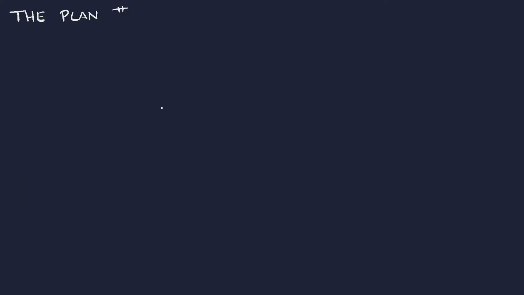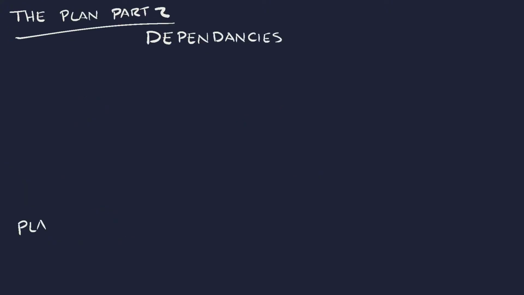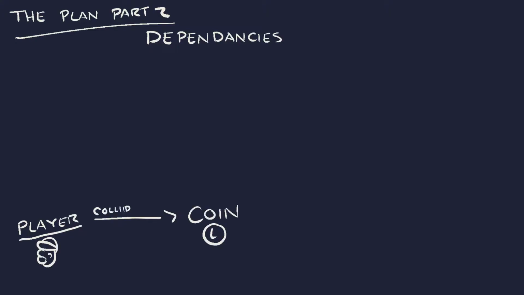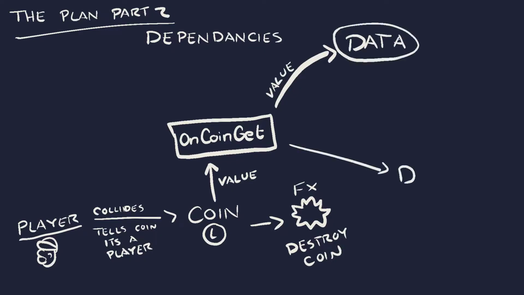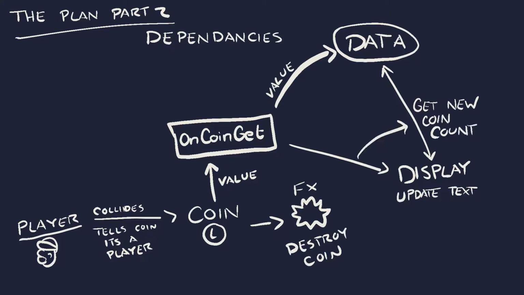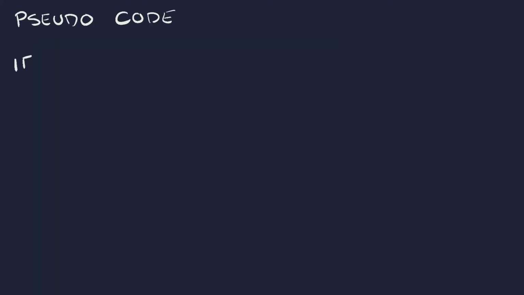Now let's figure out what our dependencies are. When the player collides with the coin, the coin needs to know it's a player. Then the coin's going to pass its value to an action. Then it's going to destroy itself and play an effect. Then our value gets sent over to data, and then display pulls from the data so it updates the coin count. If that flowchart confused you, maybe the pseudocode will help.